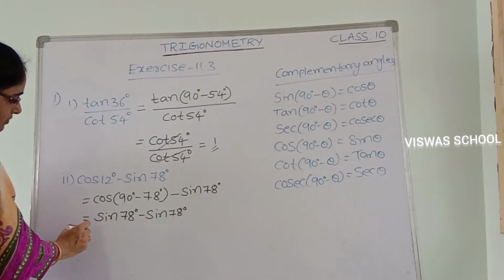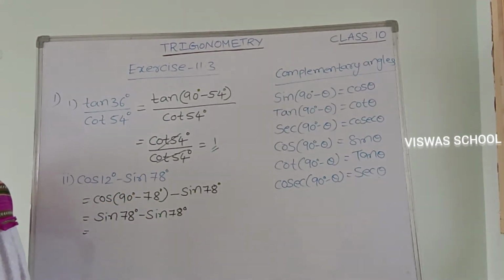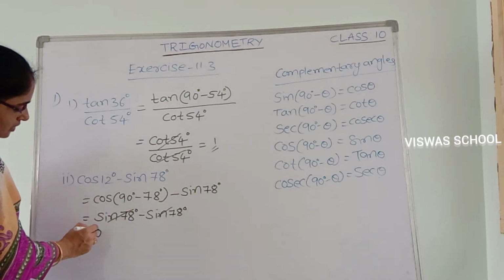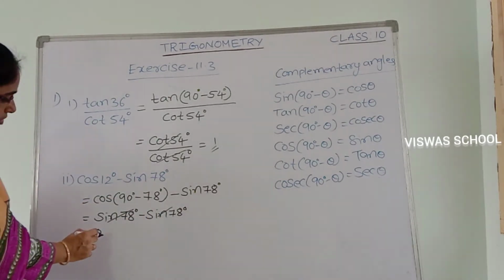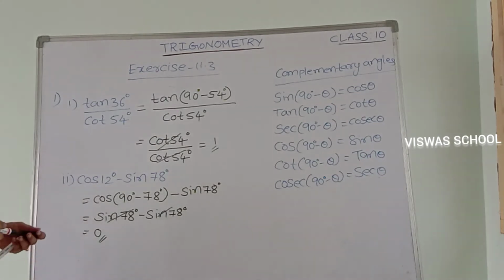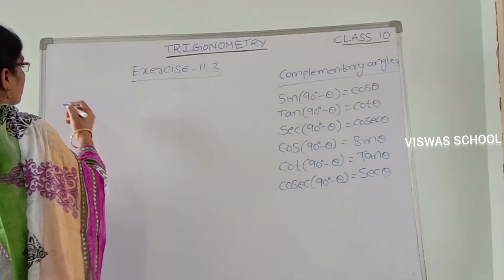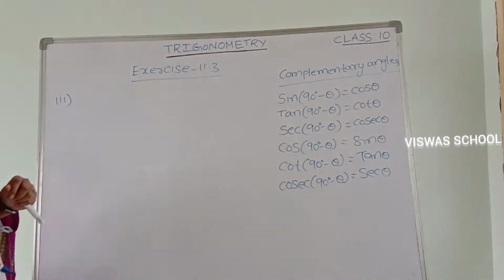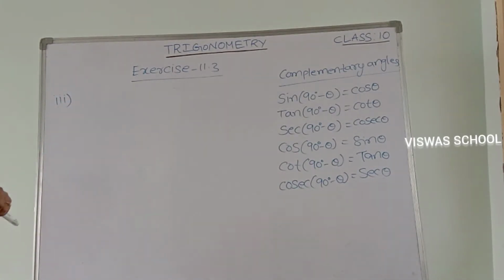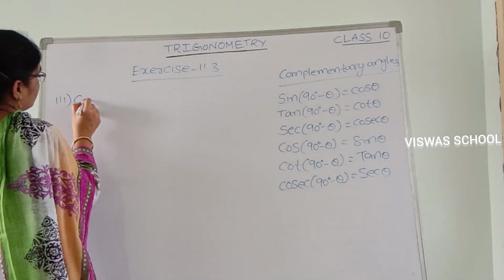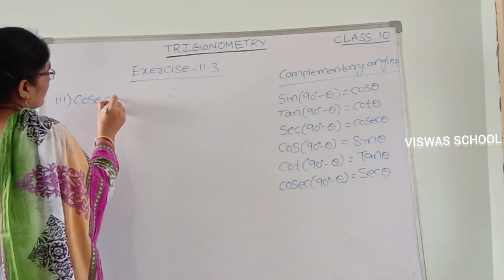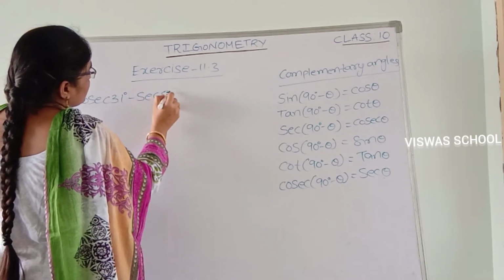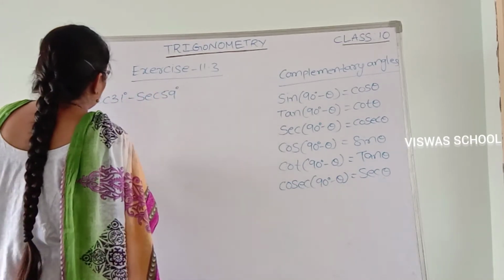Now what is the value of this? Plus 78 and minus 78, these two are cancelled. Now it is equal to what? 0. This is equal to 0. Next one is the third problem, the third bit, that is cosec 31 minus sec 59. Cosecant 31 minus secant 59.